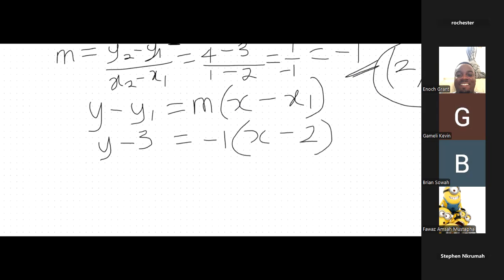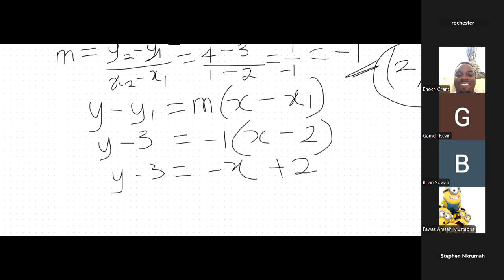At this juncture, we simplify our equation just like we did in the last 2 weeks. So y minus 3 is equal to, we expand the bracket with the minus 1, so we have negative x, and then minus 1 times negative 2 will give us plus 2.